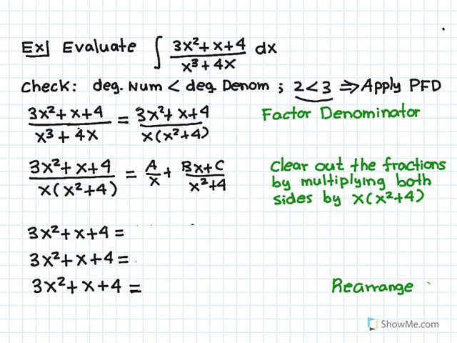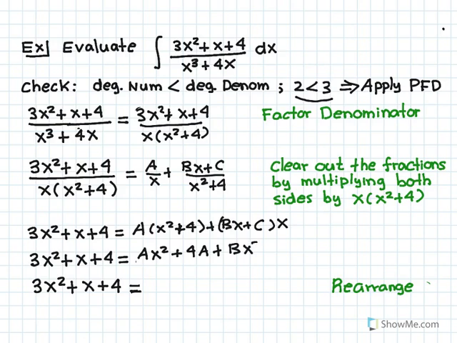On the left-hand side, we're going to get 3x squared plus x plus 4. On the right-hand side, we get a times x squared plus 4 plus bx plus c multiplied by x. Let's expand this. We get ax squared plus 4a plus bx squared plus cx. Let's put all the equal terms together. By that I mean all the x squared terms together and all the x terms and all the constant terms. All right, so we get a plus b times x squared if we factor an x squared between those two terms, plus cx plus 4a.